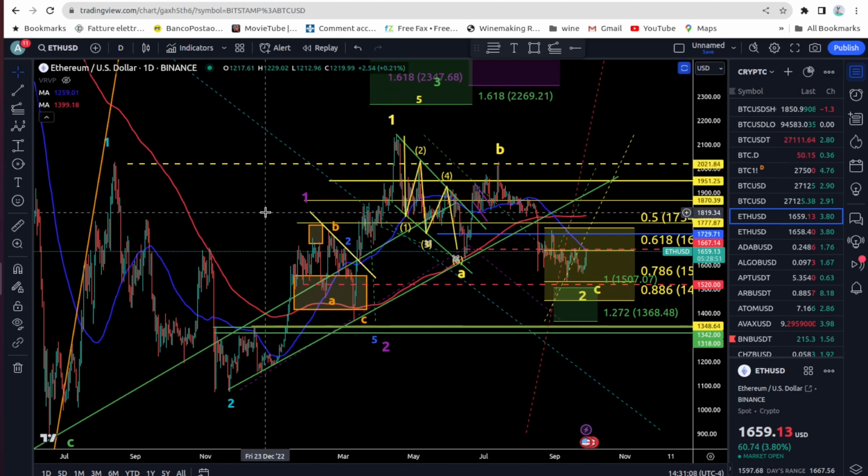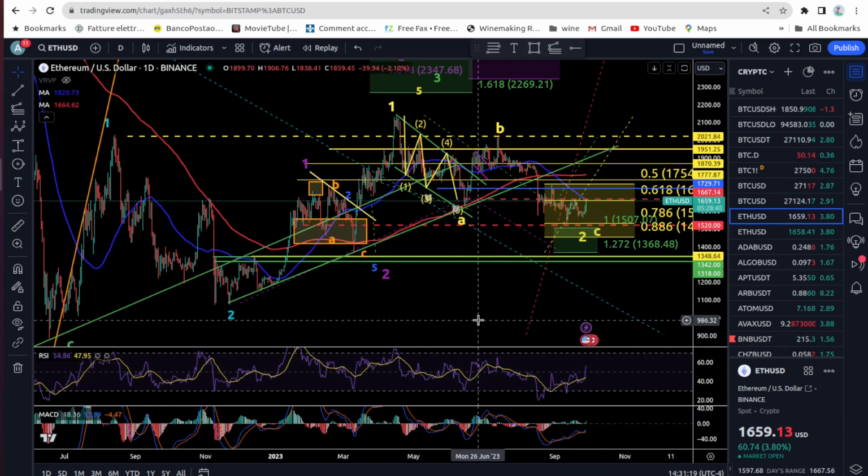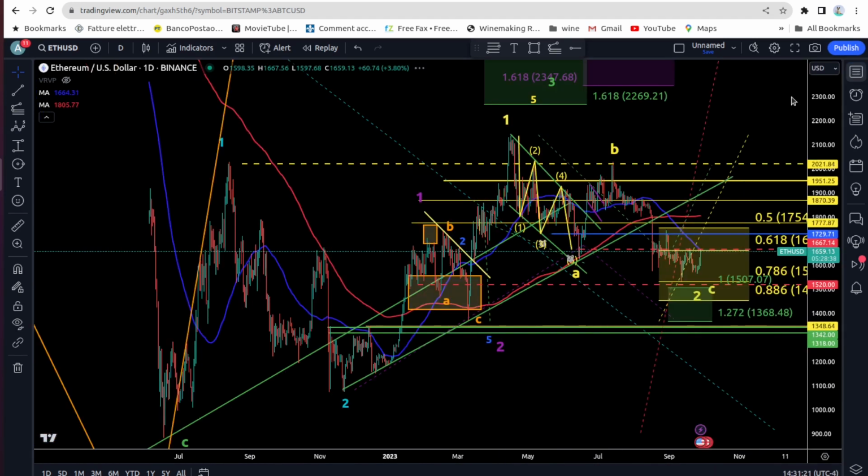So I don't often do Ethereum, but honestly, I think now it's time to do one. We're on the daily chart. As you can see, the RSI is going higher. Today its level is 56. Yeah, momentum in MACD is still positive. Let me take a bigger screen now.